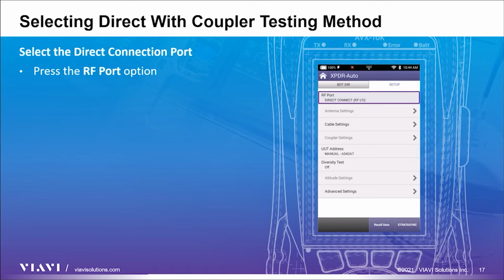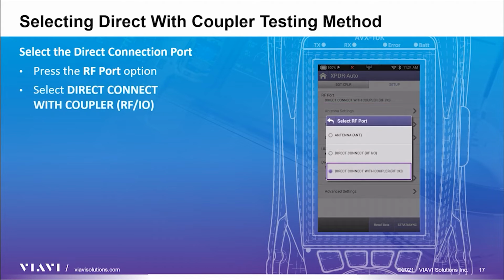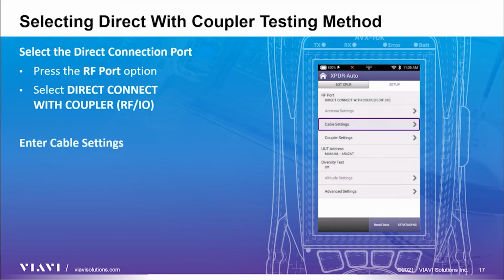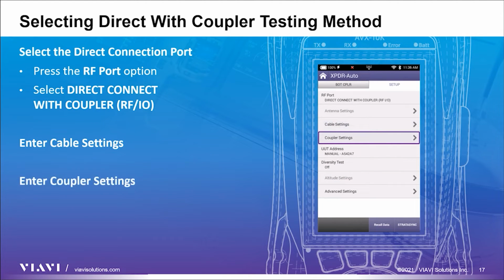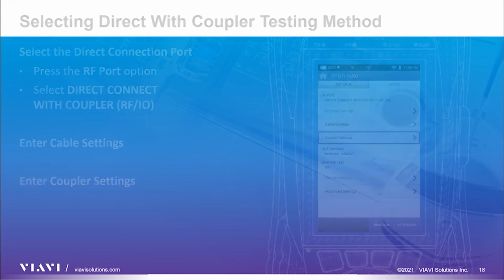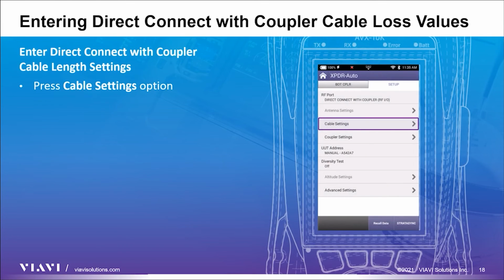To access the RF port selection options, press the RF port button. Now, choose Direct Connect with Coupler RFIO from the list. The RFIO in parenthesis identifies which port to connect to on the AVX-10K. The antenna settings are now grayed out and the cable settings and coupler settings are now available. When working with couplers, loss and cable length values need to be entered. Look for the loss value labels on the coupler and the cable and enter these values in the appropriate windows.